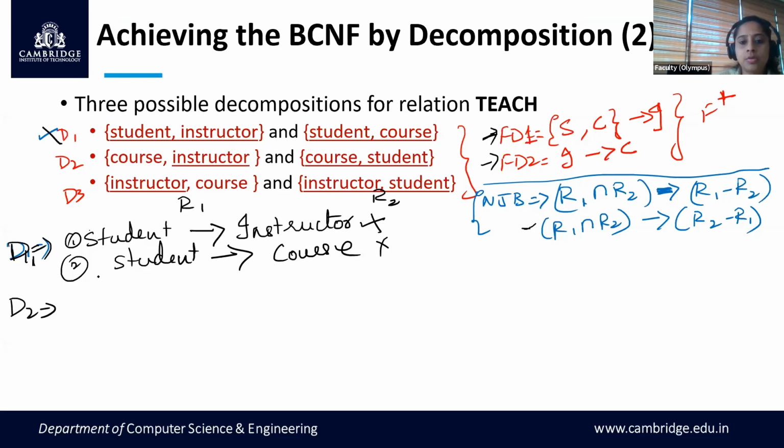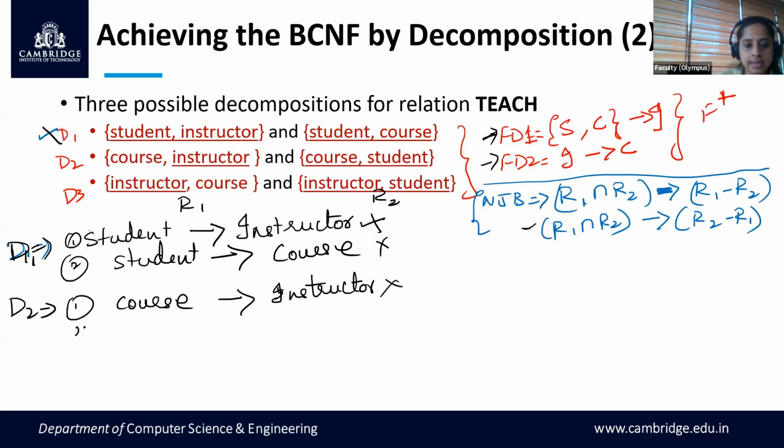Check D2. Use the same formula. R1 intersection R2 is what? Course. Correct, no? Okay, if I'm wrong, you just tell me. R1 minus R2 is instructor, right? So do I have this FD in my F plus? No. Go for the second one. Course determines R2 minus R1, that is student. Do I have this FD? No. So D2 is also ruled out. I can't use this decomposition.